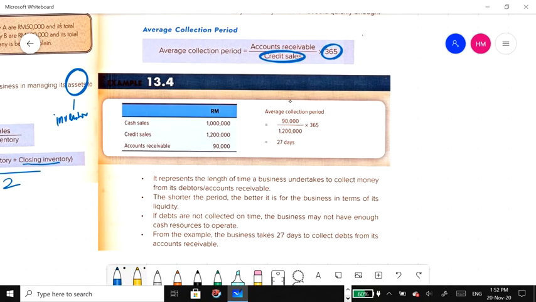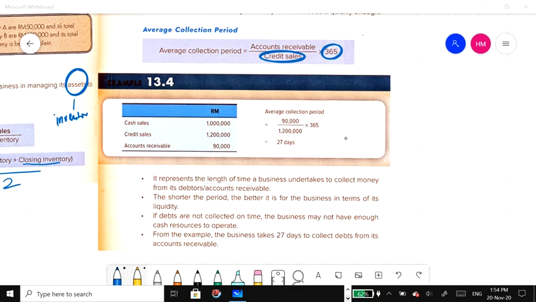So kalau example ni kata okay, cash sales dia bagi 1 million, credit sales 1.2 million and account receivable is 90,000. So how to calculate the average collection period? Kita akan ambil account receivable bagi dengan credit sales. So 90,000 divided with 1.2 million times with 365. So we will get 27 days. So apa maksud 27 days ni? It represent the length of time a business undertakes to collect money from its debtor.